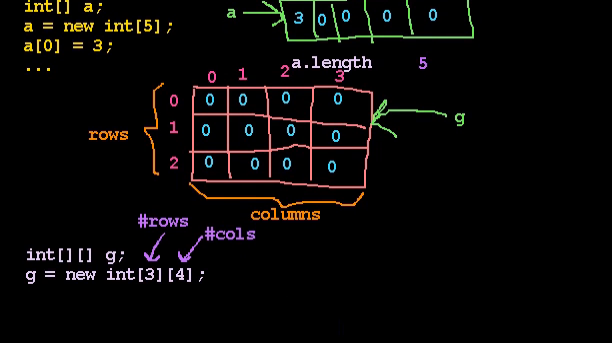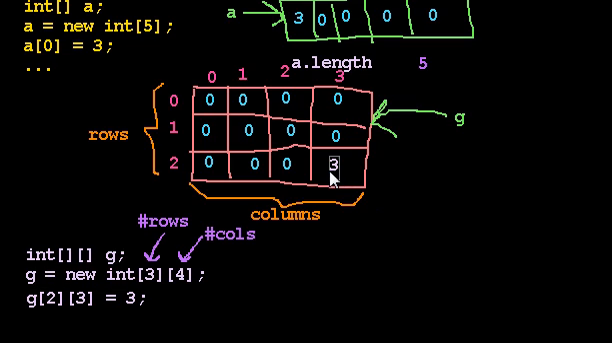Okay, so now I want to start storing values in this. Let's say I want to put a value over here. I want to put the number 3 in that last bottom right cell. Then I would write G of row 2, column 3 should store a 3.